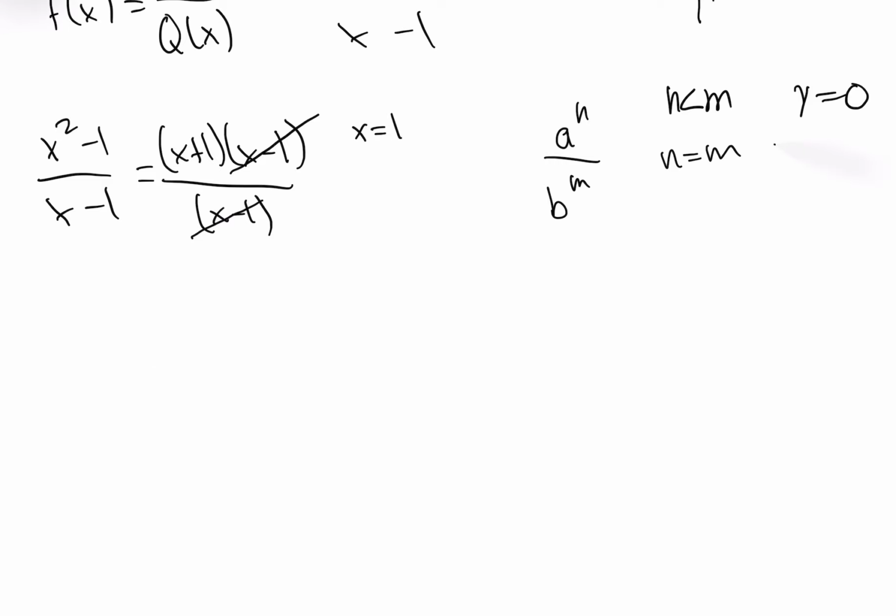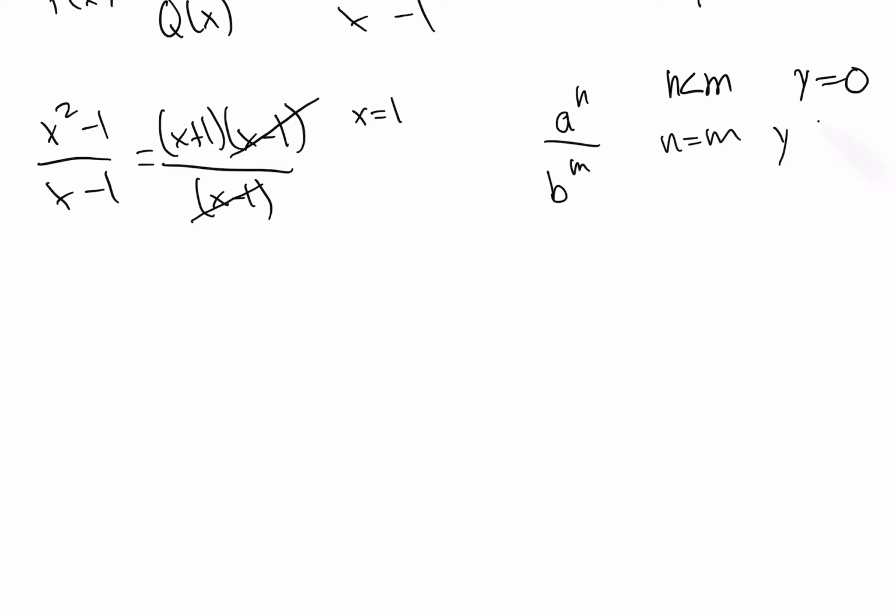So here, you should say the coefficients. Now, if the degree of the numerator is greater, there is no horizontal asymptote, and instead, there's just a vertical asymptote. So this is a vertical asymptote. Now, you have to remember this.